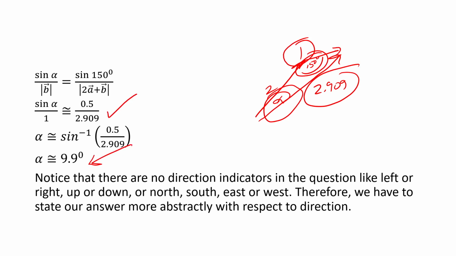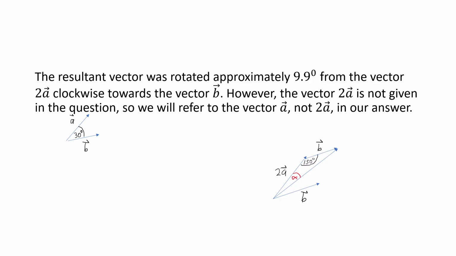So we're going to notice now that there are no indicators in the question giving us direction indicators like north, south, east, west, or left, or right, or clockwise, or counterclockwise. So because of that, we have to state our answer a little bit more abstractly. So what we're going to do, we're going to go back to the original diagram. The original diagram that we drew with the unit vectors looked like this.